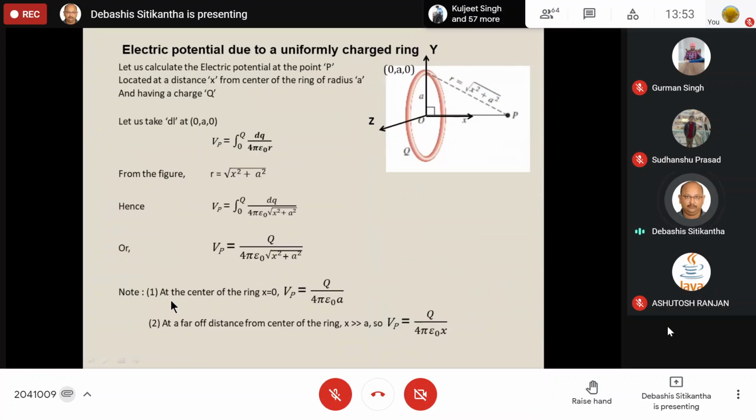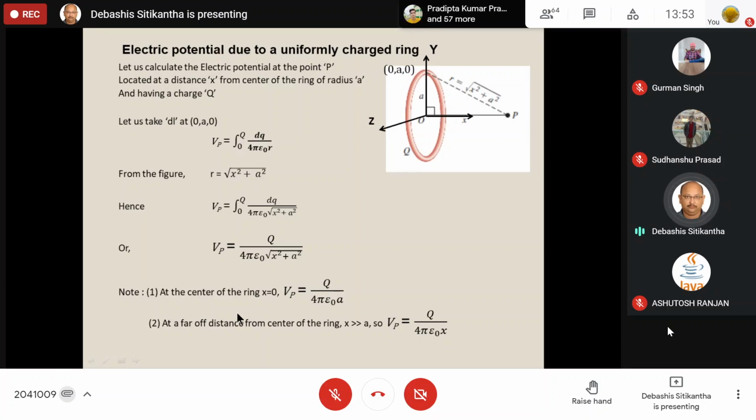Next, let us move on to electric potential due to a uniformly charged ring. These two things are very common every time, whether it is electric field or electric potential: we always try to find them for different configurations of charge. One of our favorite configurations is the sphere. The other one is a uniformly charged ring. So let us now evaluate it for a uniformly charged ring.